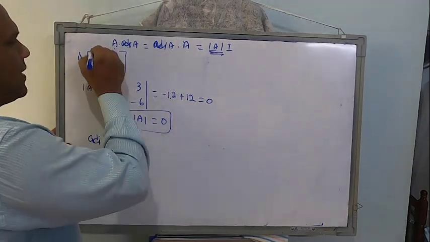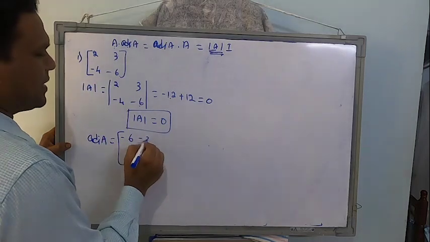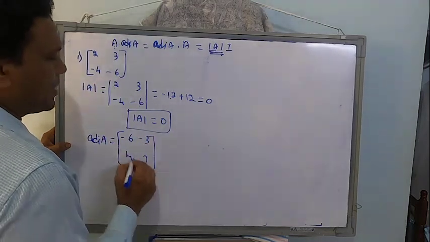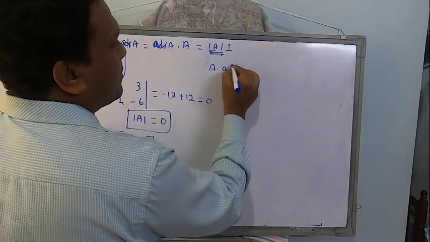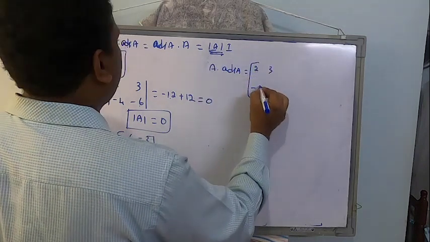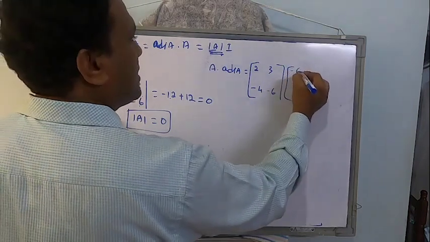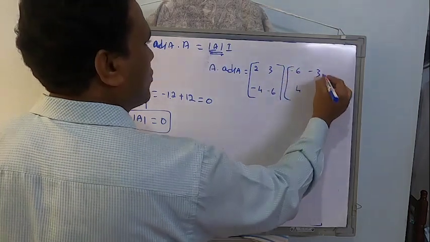It's a 2 cross 2. Let me find it directly. So minus 6 and 2, and this sign should be changed, minus 3 and 4. Now let us consider A multiplied by adjoint A. So 2, 3, minus 4, minus 6 multiplied with its adjoint, minus 6, minus 3, 4, 2.